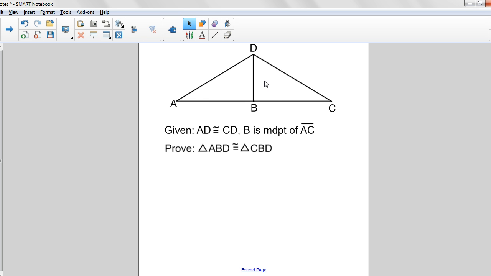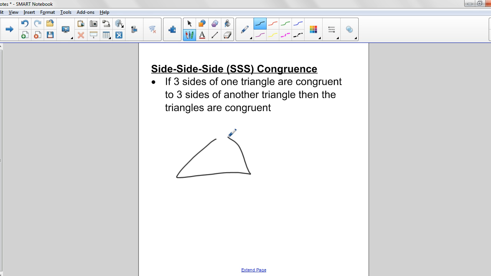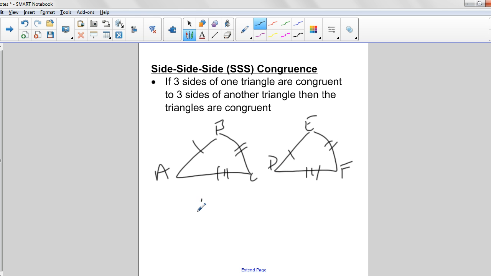A way that we might use that is in a proof like this. Well, let me go back a little bit. So let me give you an example. You got a triangle like this, and you got another triangle. If this side is congruent to that side, and this side is congruent to that side, and this side is congruent to that side, then you can say that triangle ABC is congruent to triangle DEF. And you would write your triangle congruence statement: triangle ABC is congruent to triangle DEF.